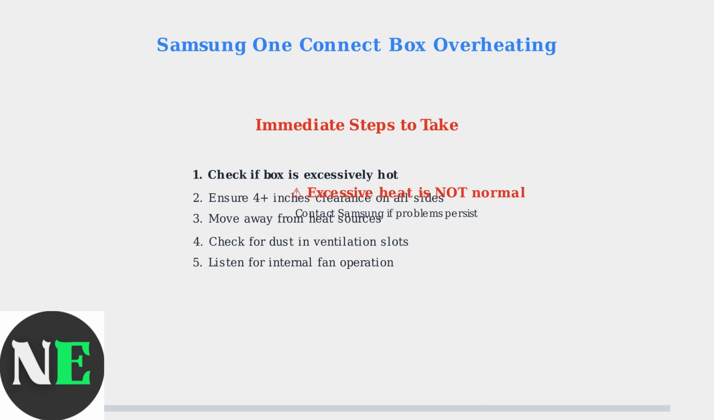Understanding these overheating signs and taking preventive measures can help protect your equipment and ensure safe operation of your Samsung One Connect box. If your One Connect box is overheating, several practical DIY solutions can help restore proper operation and prevent damage. First and most important, ensure proper ventilation.